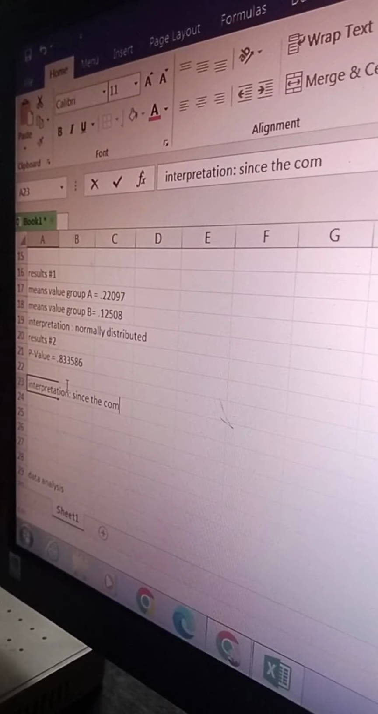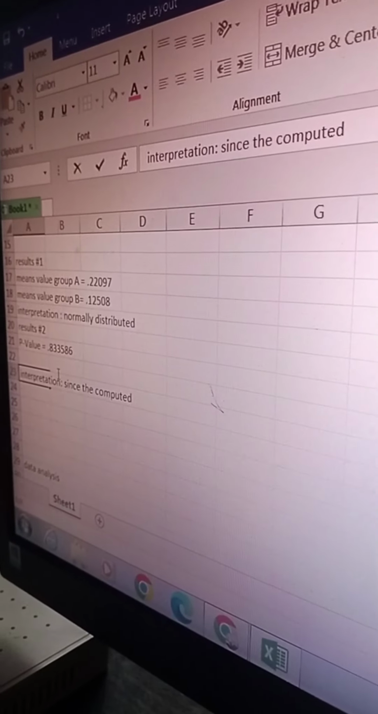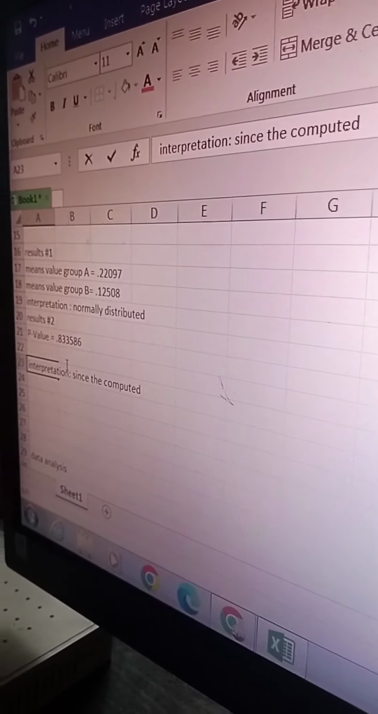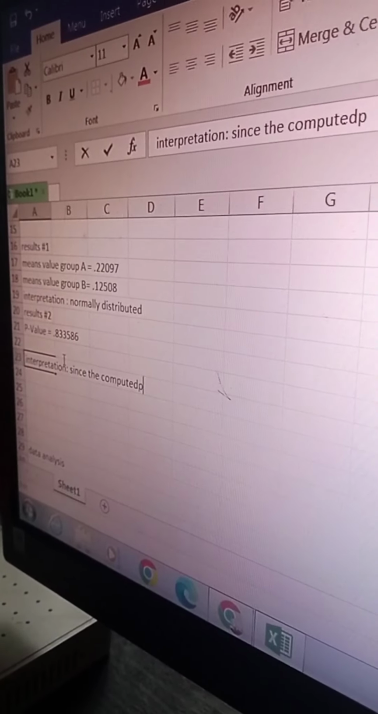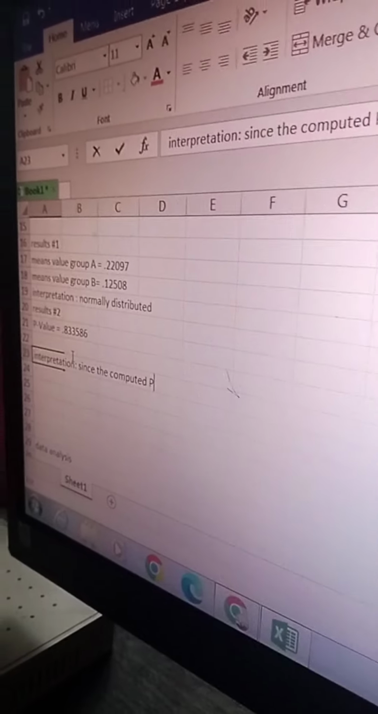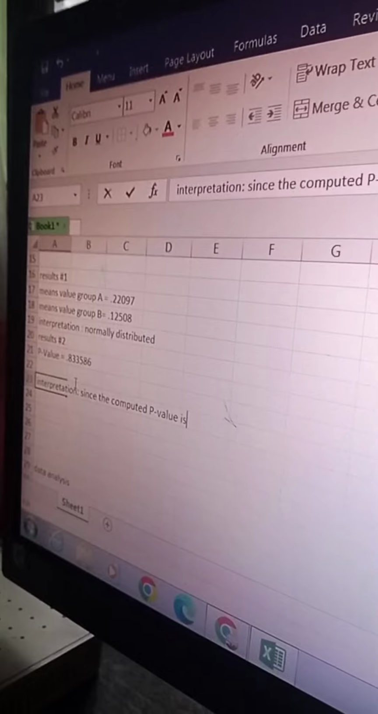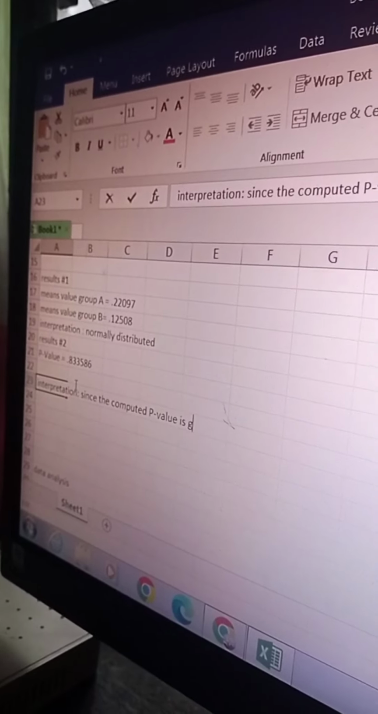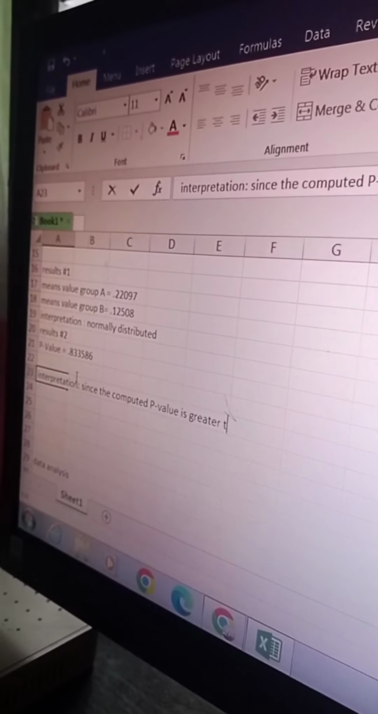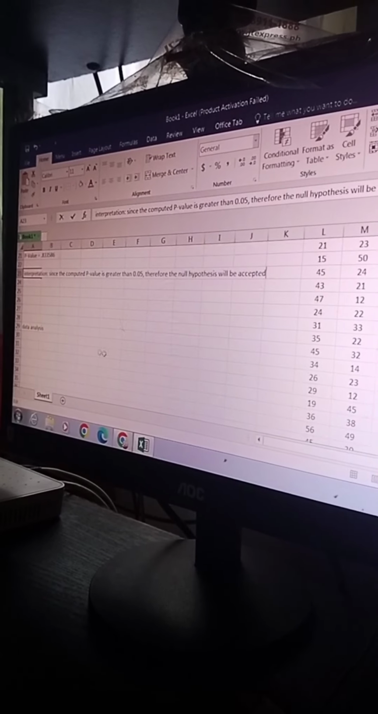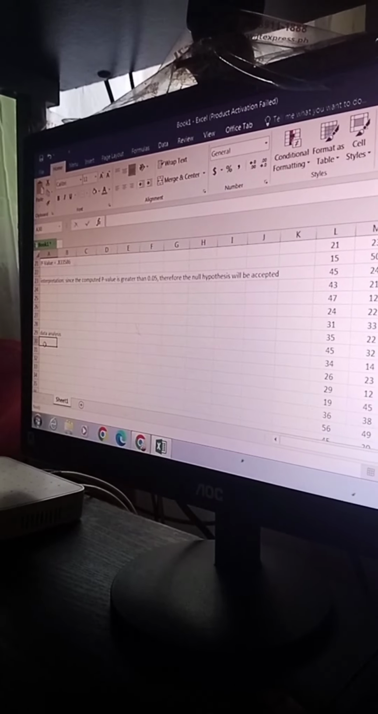Ang nakuha nating result sa p-value ay 0.833586. And our interpretation for this is since the computed p-value is greater than 0.05, our null hypothesis will be accepted. And our next step is we need to combine all the data for our data analysis.